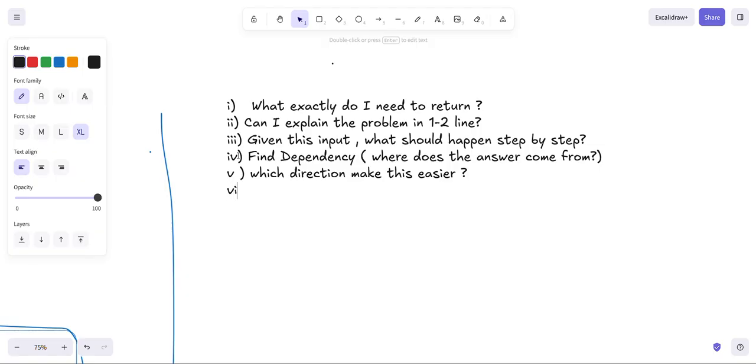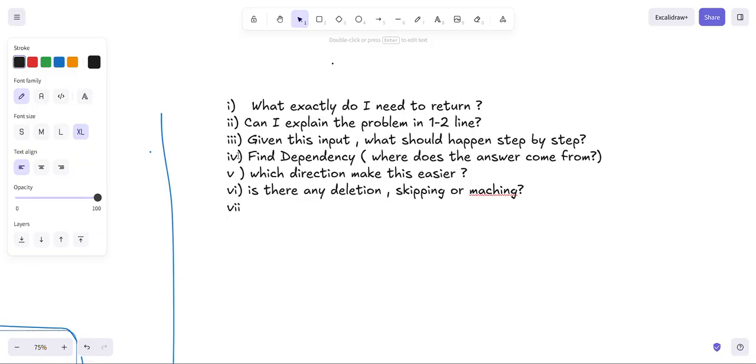And the sixth one is: is there any deletion, skipping, or matching? You just need to ask yourself, is there any element being deleted or skipped? You just need to write the conditions. If there is, then you need to think about different logic, because in this kind of case you need to skip or delete some elements. Why is it different? Because every time you delete something, the array indexes change, and then the question is totally different.